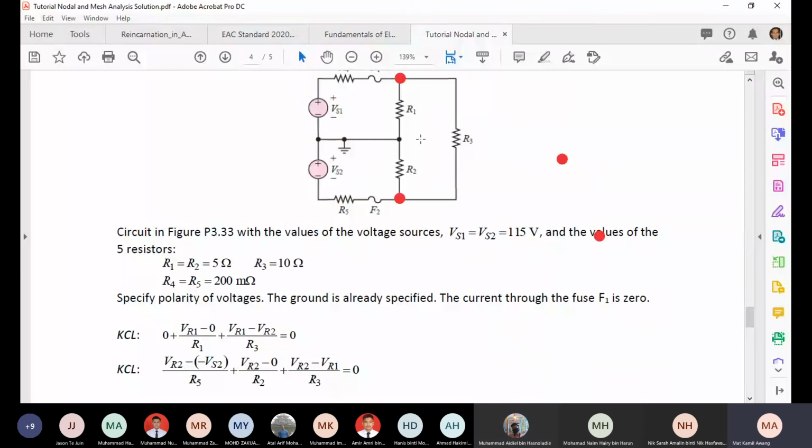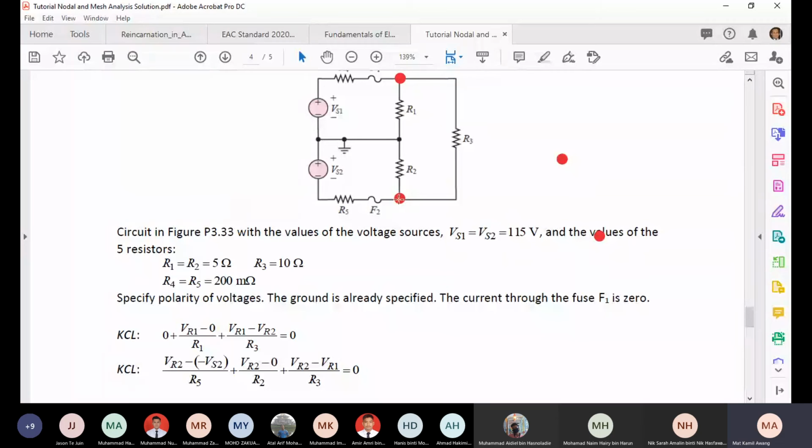So when this is blown, this is open. When this is open, the current is 0. The next branch, this branch. This is ground, so the voltage is 0. So VR1, this node, minus 0 divided by R1. And VR1 minus VR2 divided by R3. So equal to 0. That is the KCL for the node VR1.